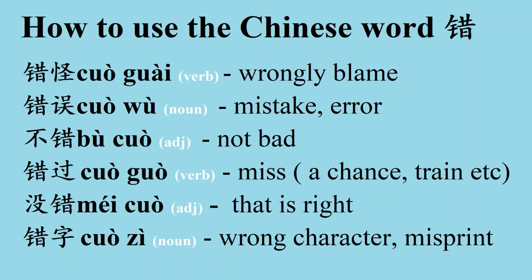错过 is a verb. In English, it means to miss, like to miss a chance, train, etc. 没错 is an adjective. In English, it means that is right. 错字 is a noun. It means wrong character or misprint.